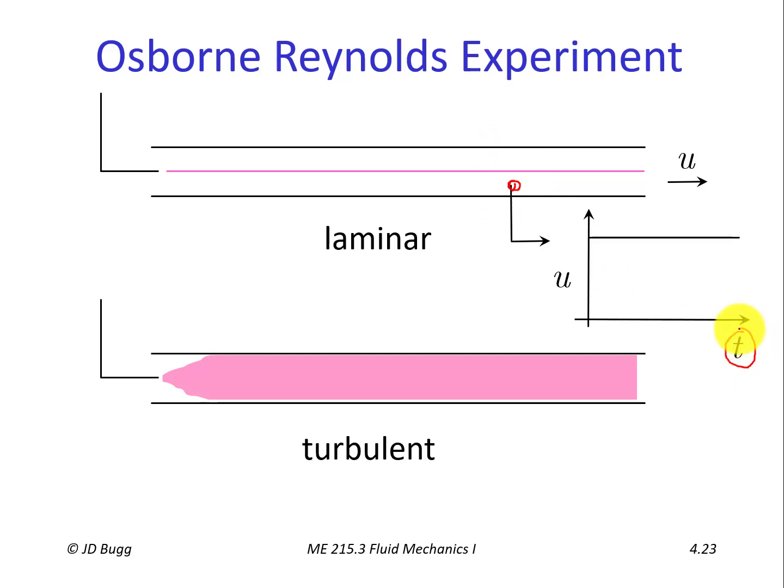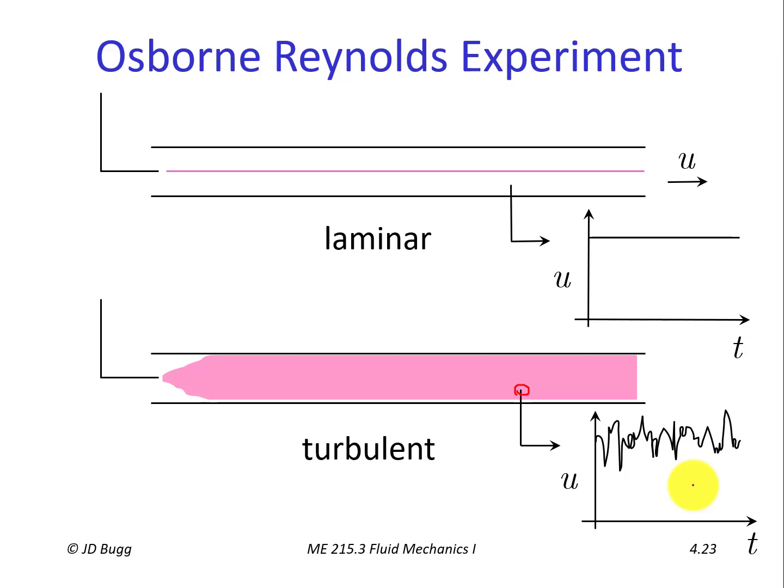It's very, very steady. Now, if we were to do exactly the same thing in the turbulent flow, so go to some spots in the flow, measure that u component of velocity with respect to time, what we would see is a fairly wildly fluctuating velocity trace. And this is the main characteristic of turbulent flow compared to laminar flow, is it's characterized by random fluctuations.